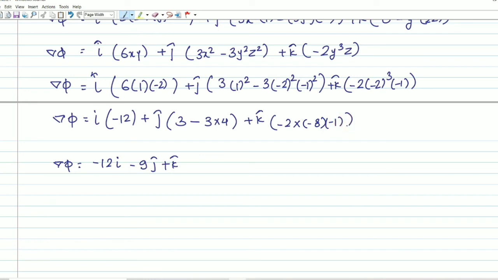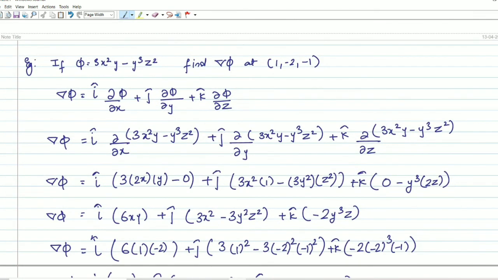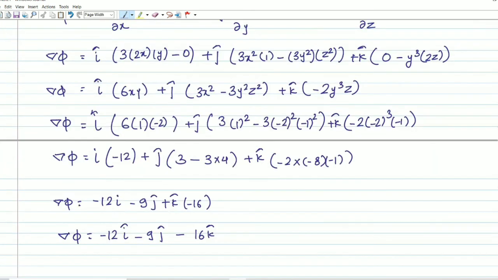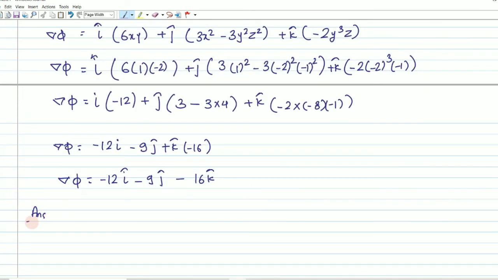Here it will be minus 1. Understood this? So minus 2 into minus 8 will be plus 16, into minus 1 will be minus 16. So del phi will be minus 12 i cap minus 9 j cap minus 16 k cap. We have just found the value of del phi at 1 comma minus 2 comma minus 1. This is our answer. Del phi equals minus 12 i cap minus 9 j cap minus 16 k cap.